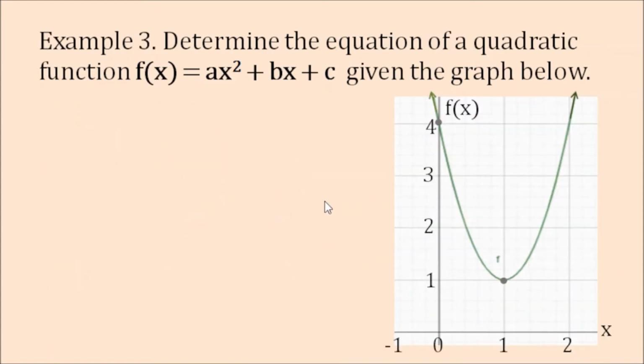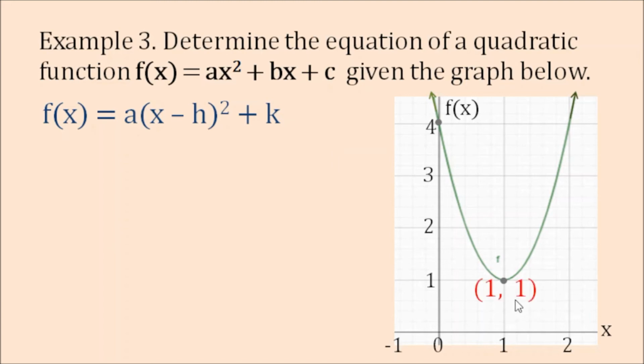Example number 3. What is the equation of this graph here? Again, we are going to write our answer in standard form. F of x equals ax squared plus bx plus c. So again, this is the equation of a quadratic function in vertex form. So the coordinates of the vertex here are 1 and 1. Substituting h with 1 and k with 1 also, we have this equation. F of x equals a times the quantity x minus 1 squared plus 1.